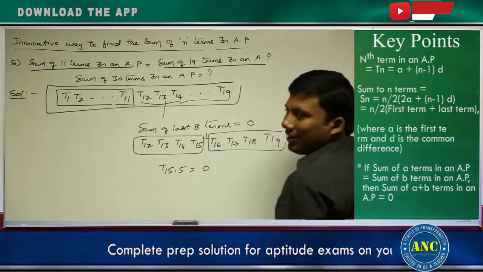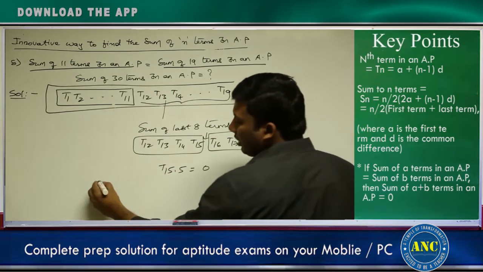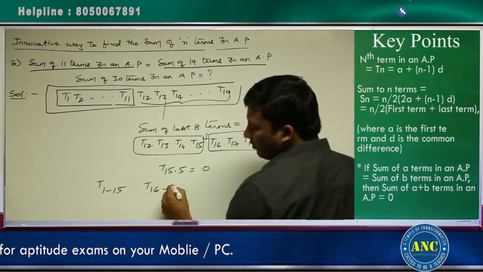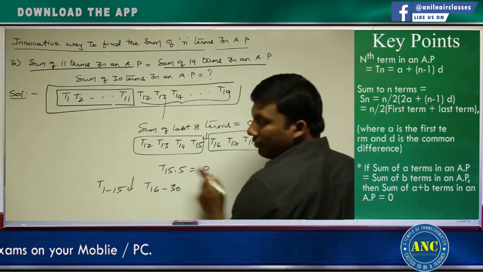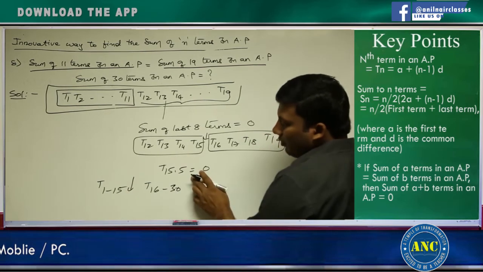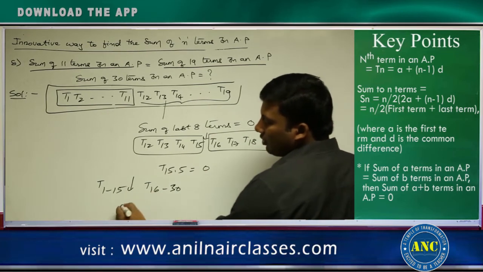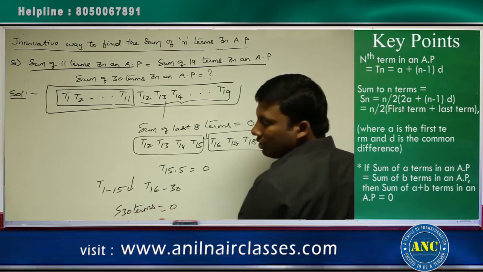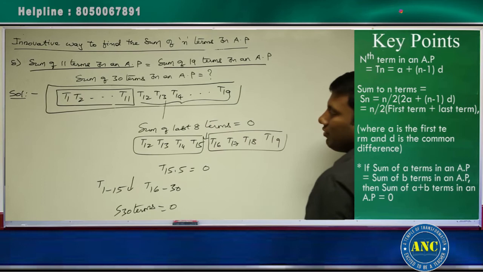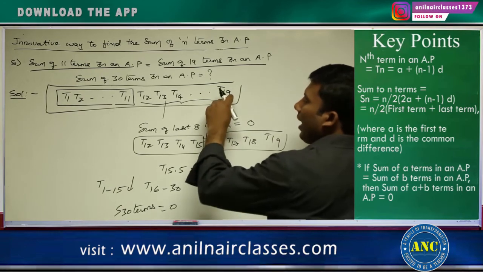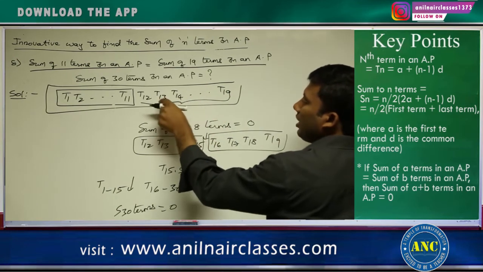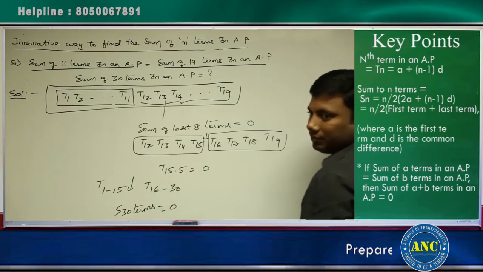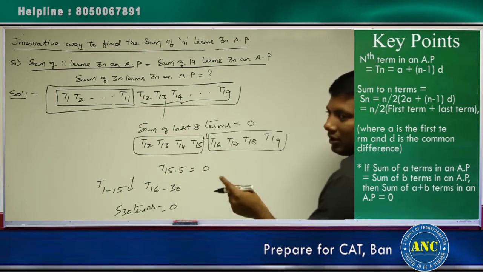How much do we require? Sum of 30 terms. 30 terms means 15 terms to the left, 15 terms to the right. What is the middle value? If T15.5 is 0, what will be the sum of 30 terms? 0. Right? The root cause of this problem is that the average of the last 8 terms happens to be the average of the 30 terms. That is where you are able to determine it.